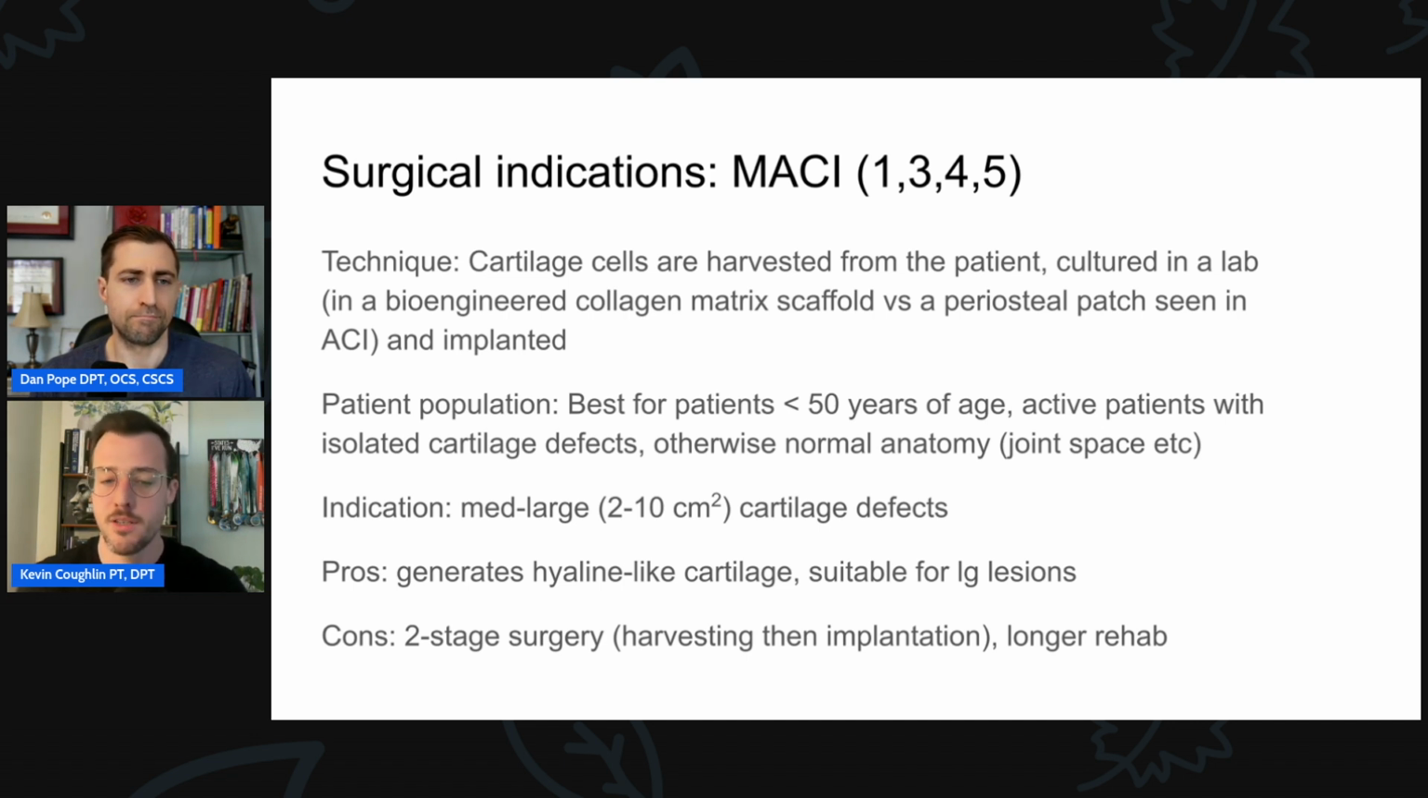So similarly, the patient population is younger patients, but we'll say maybe patients with good joint space instead, and active patients with isolated cartilage defects and otherwise normal anatomy. It's for more of that medium to large size defect as well. And then the pro is again, it generally generates your own hyaline-like cartilage, suitable for large lesions and medium-sized lesions. It is a two-stage surgery, and the rehab is slightly longer than the OAT, probably a similar timeline to the ACI, but we'll get into that in the future.